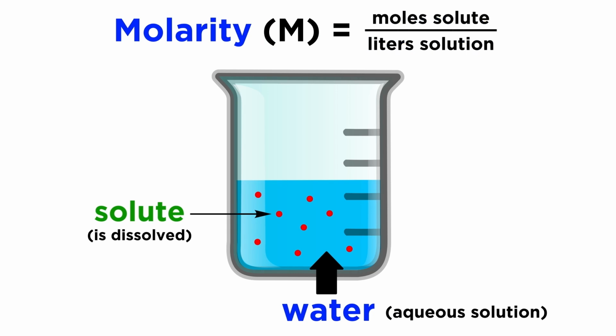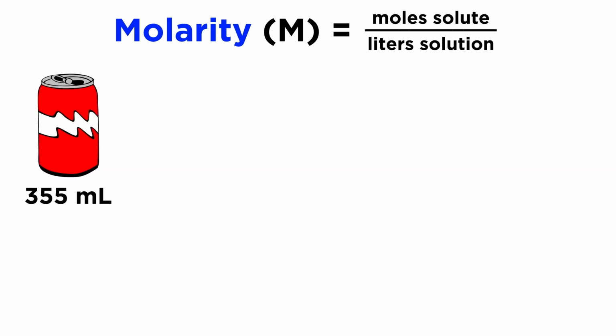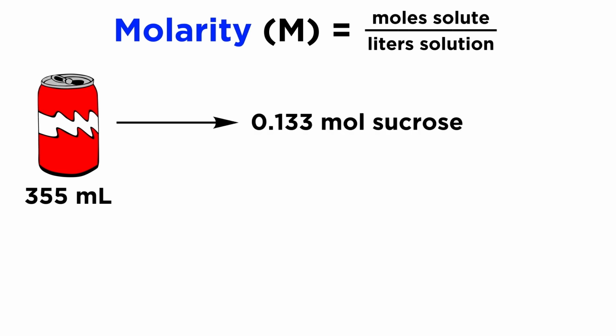We will measure the concentration of a solution in terms of molarity, which is symbolized by a capital M. This refers to the moles of a particular solute that are present per liter of solution. We should be able to calculate the molarity of any substance given the moles of that substance and the total volume of the solution. For example, let's say that a 355 milliliter soft drink contains 0.133 moles of sucrose, or table sugar. What is the molar concentration of sugar in the soft drink?